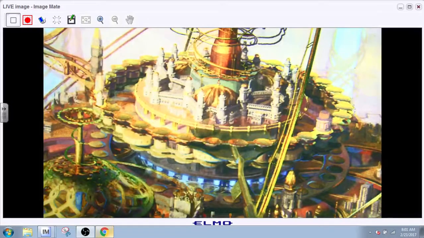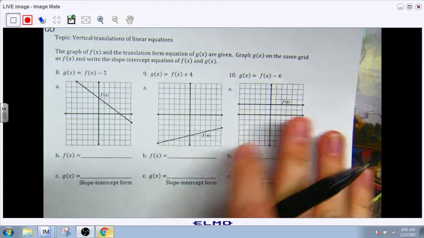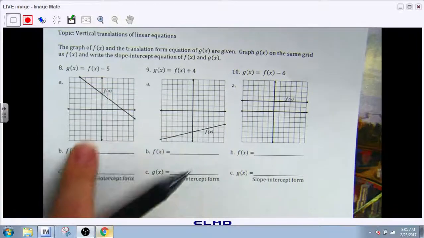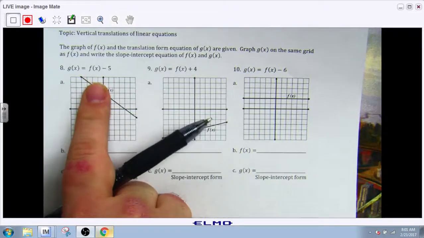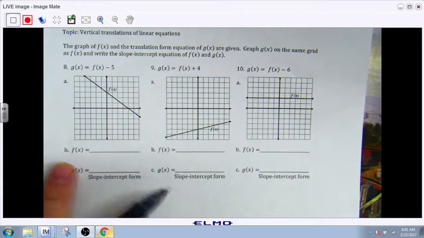And ready, set. Where's the next page? Oh, there's the next page. I lost the next page for a second. There we go. Finally, we're doing vertical transformations. So pretty much all that it wants us to do is it gives it to us in transformation form, but it wants us to graph it.